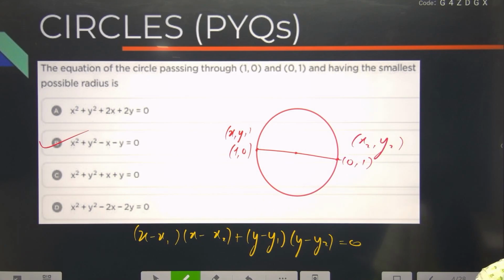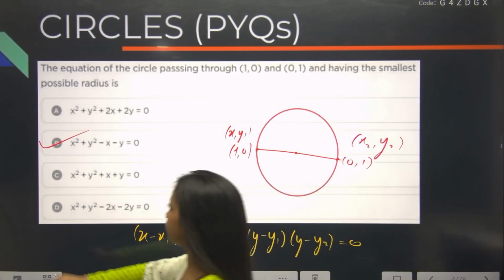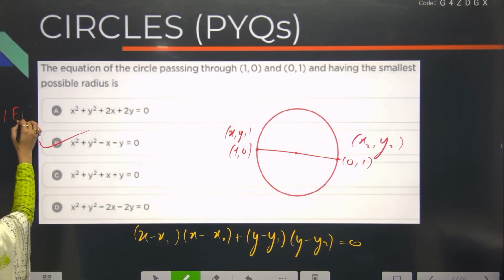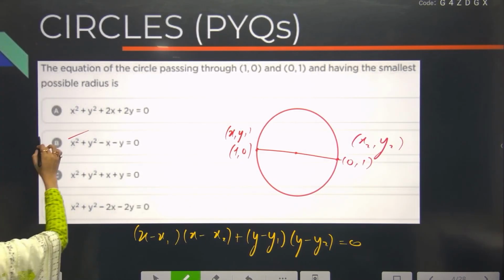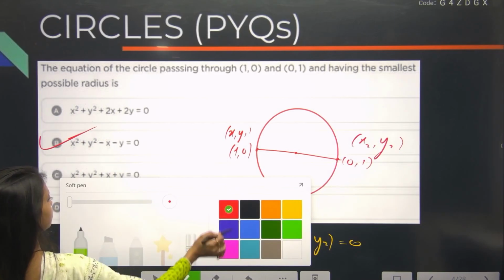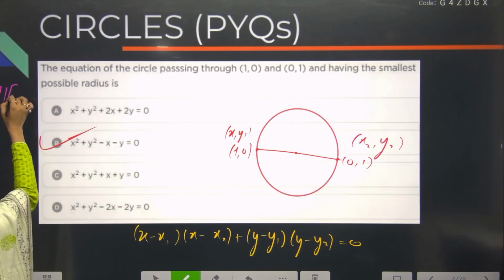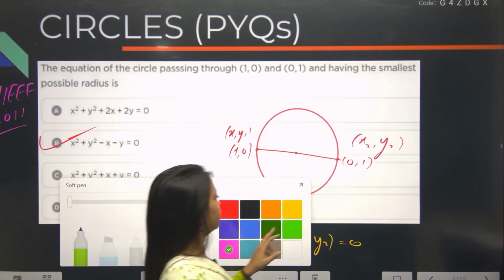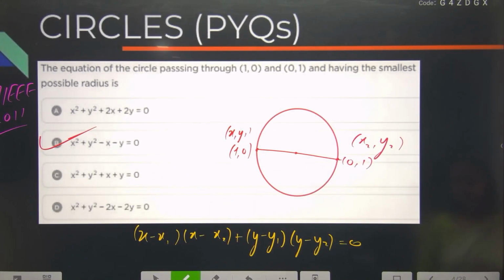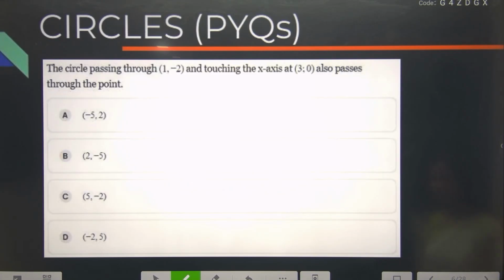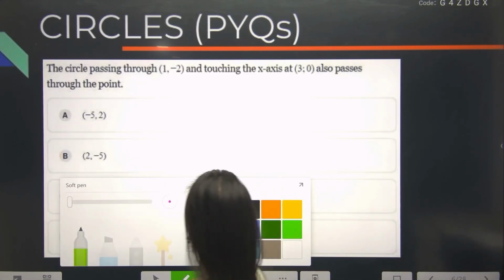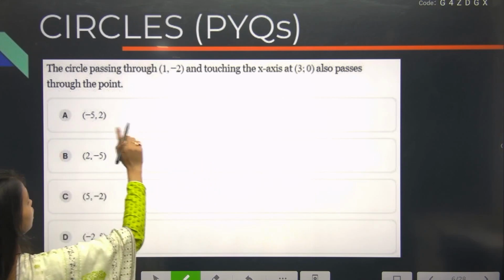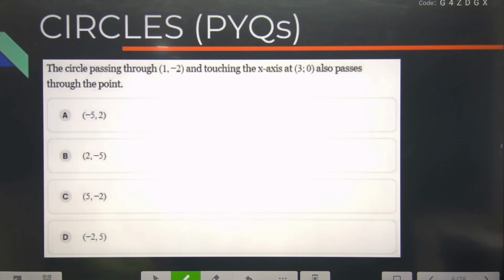This was also in IIT-JEE 2011. Again, easy. Next, a circle passing through 1 comma minus 2 and touching the x-axis at 3 comma 0 also passes through the point.